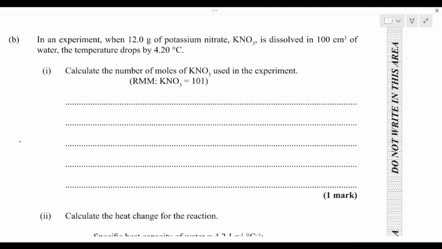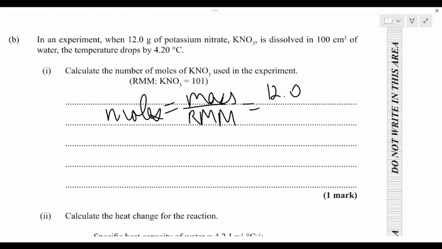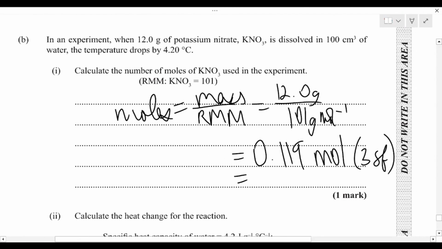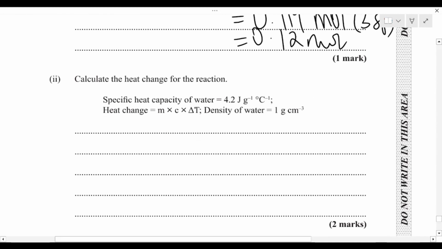So, easy one, Mark. We know that moles is equal to the mass over the molar mass, and we're given that as RMM here. So that is going to be the 12.0 grams divided by the 101 grams per mole. 12 divided by 101 per my calculator gives me 0.119. I believe that it would be perfectly fine to put 0.12 moles. Easy one, Mark.